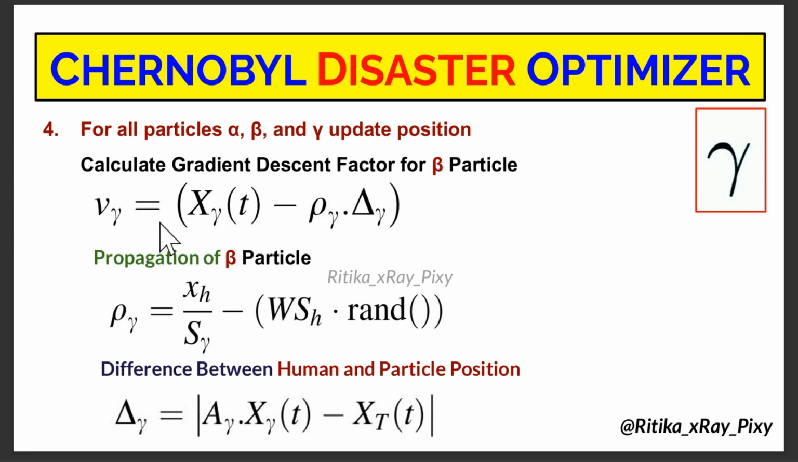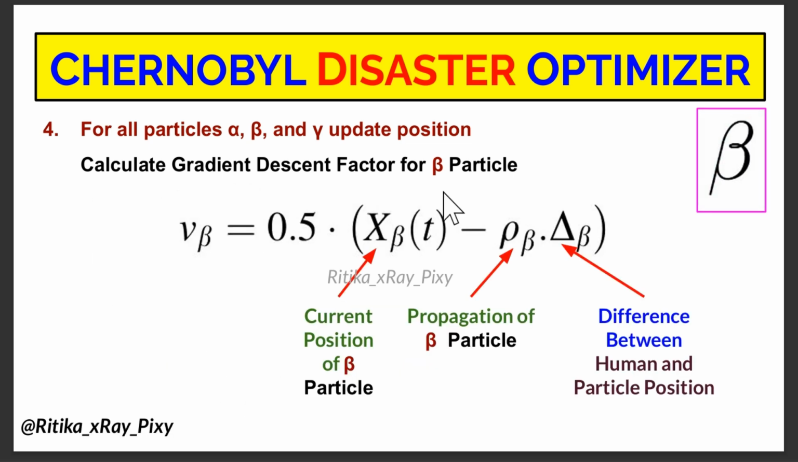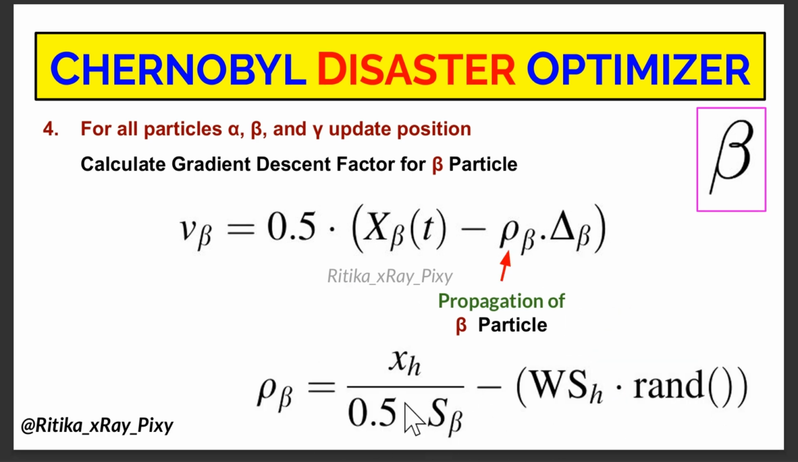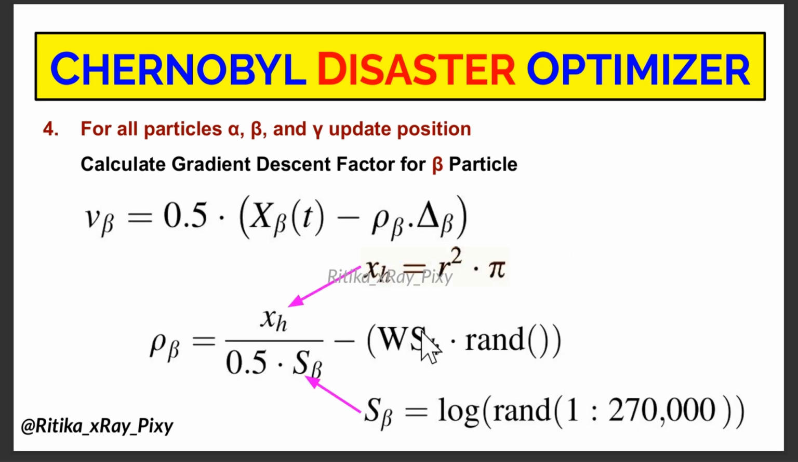After this, next we will calculate the gradient descent factor of the beta particle using this equation. 0.5 into beta particle position minus propagation of the beta particle into the difference between the human position and the position of the beta particle, and here we will calculate the propagation of the beta particle using this equation. Area of human walking divided by 0.5 into the speed of the beta particle, which can take a value randomly between 1 to 2,70,000 kilometers per second. And to normalize this value, we will take the logarithm of it using this, and then we have human walking speed and random value.